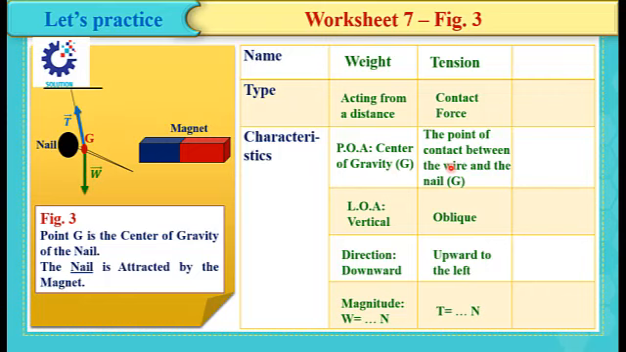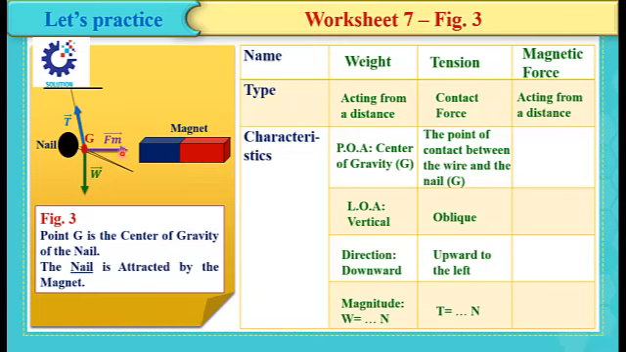The third one is, of course, the magnetic force. Since we have a magnet, the magnetic force acts from a distance. The point of application of this force is, of course, the center of gravity. All forces that act from a distance, their point of application is always the center of gravity. The line of action and the direction are toward the magnet, so the line of action will be horizontal and directed to the right, toward the magnet.